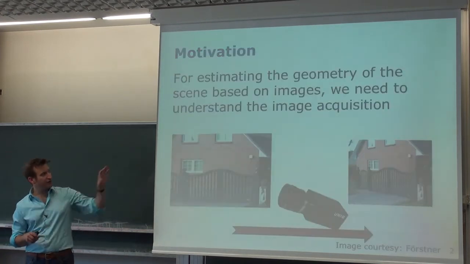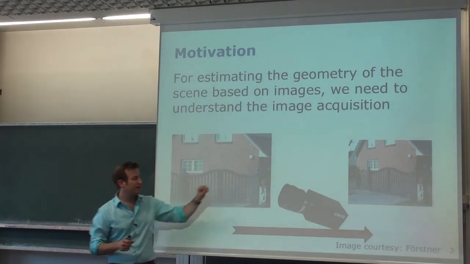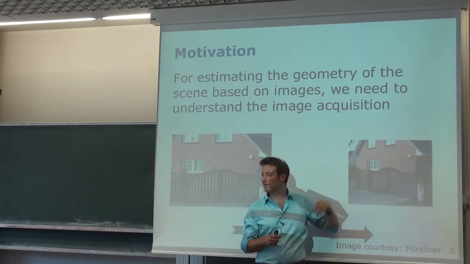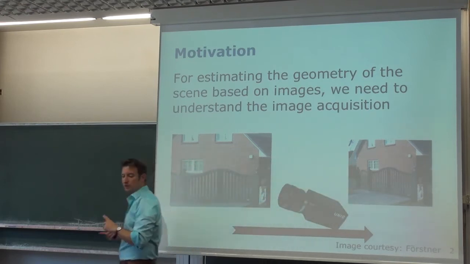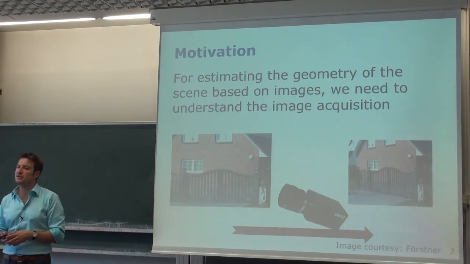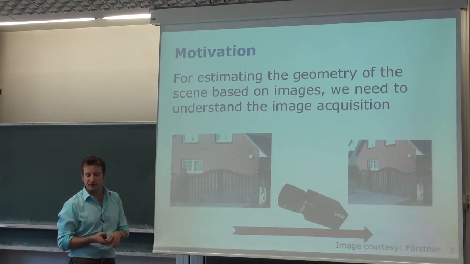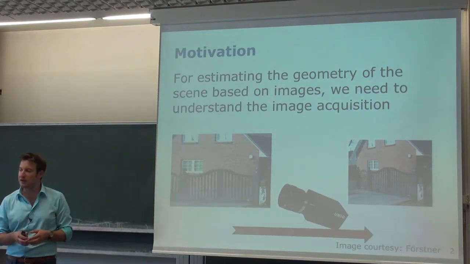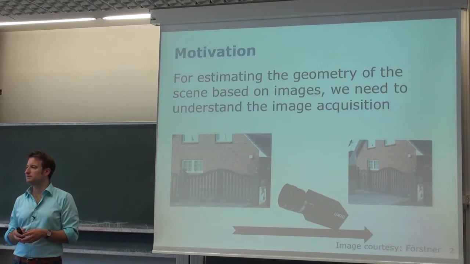So the overall process starts: we have the 3D world, we have a camera which takes an image of the 3D world, and that's the output image that we get. One of the motivations for the work is that we want to estimate the geometry of the scene. And in order to estimate the geometry of the scene, we need to understand how points from the 3D world are mapped to my 2D image plane.